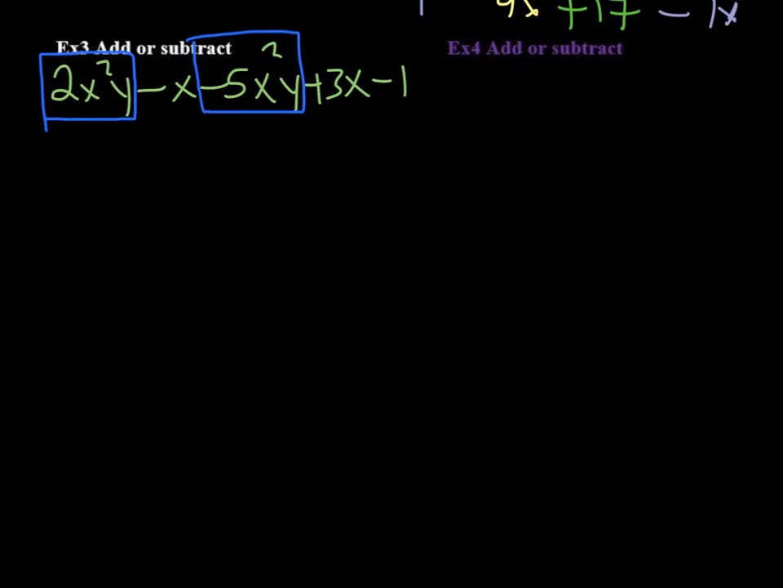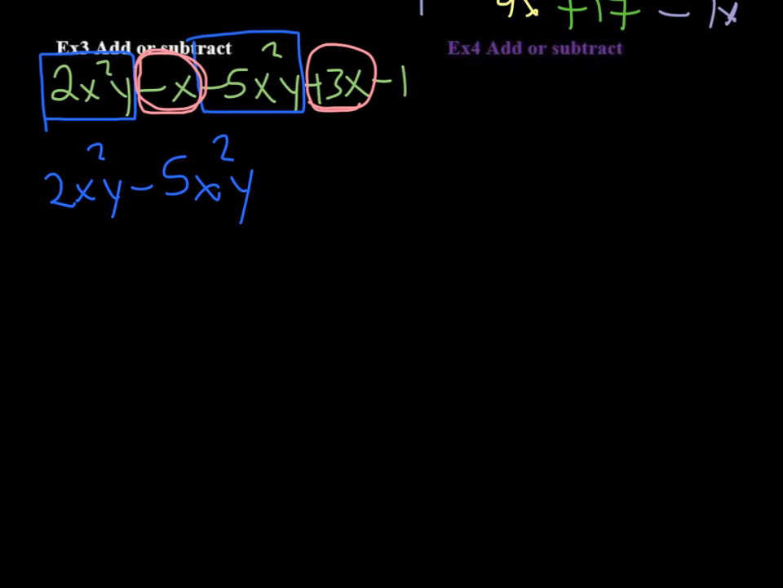So let's continue on. We have an x right here. So I'm going to circle this. And we keep on going. Oh, here's another x. I'm going to circle that. And then we have this lonely 1 by itself over there. So that's okay. So let's rearrange this. All the x squared y by itself. 2x squared y minus 5x squared y. And then all the x by itself. Minus x plus 3x. And then that lonely 1 at the end.